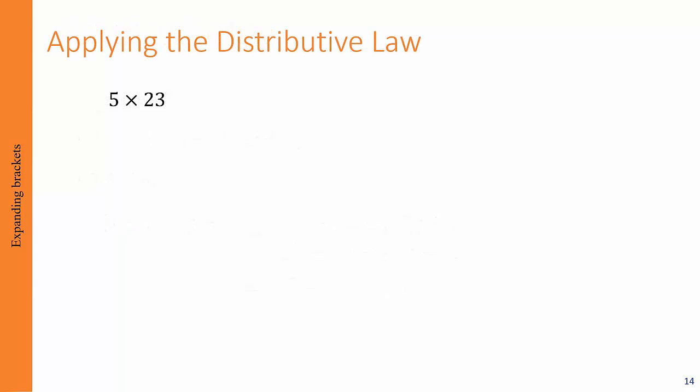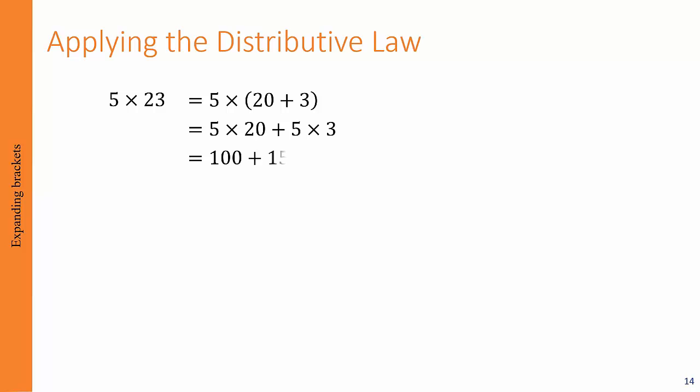We can use the distributive law to help us multiply 5 by 23. We'll break up the 23 into 20 plus 3, and then we have 5 lots of 20 and 5 lots of 3, so that's 115.